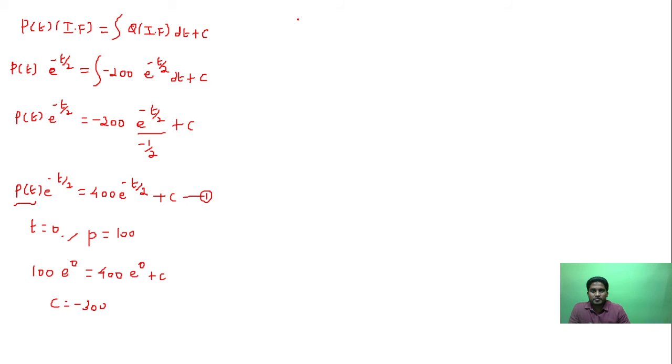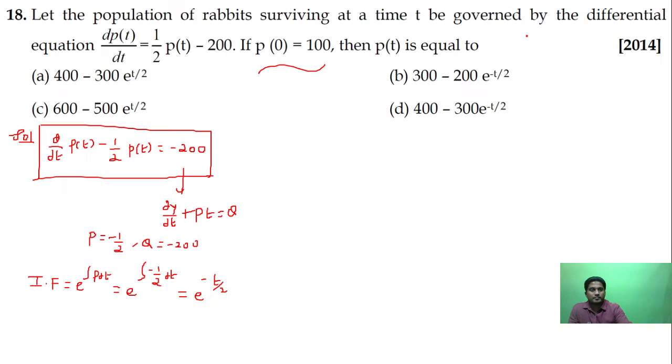If I substitute in equation 1, you get p of t into e to the power of minus t by 2 is equal to 400 e to the power of minus t by 2, and then c is equal to minus 300. What am I supposed to find now? I am supposed to find out what is p of t.